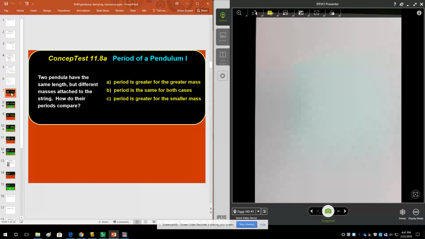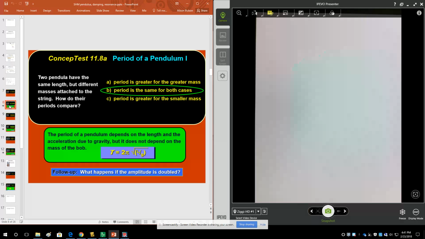So our first concept question. We have two pendula. Oh, look, it looks like that's the plural, according to at least our textbook authors. So two pendula have the same length, but different masses. How do their periods compare? We just talked about it.